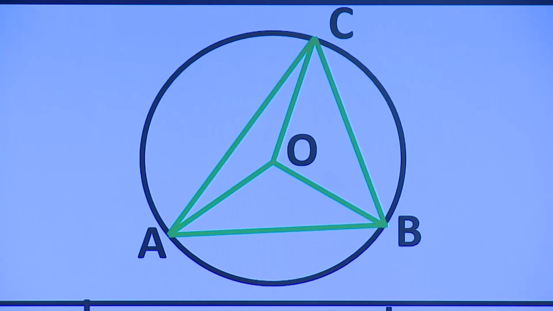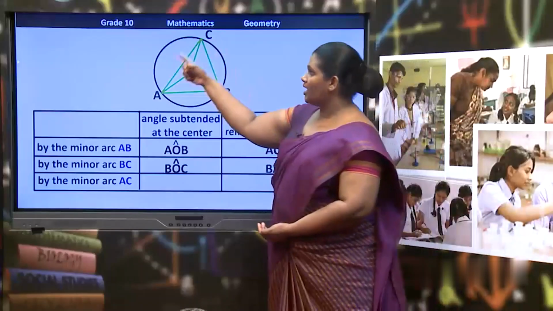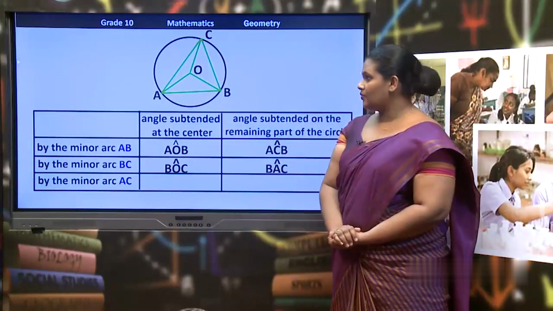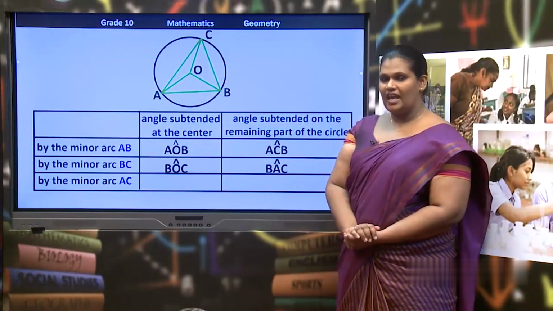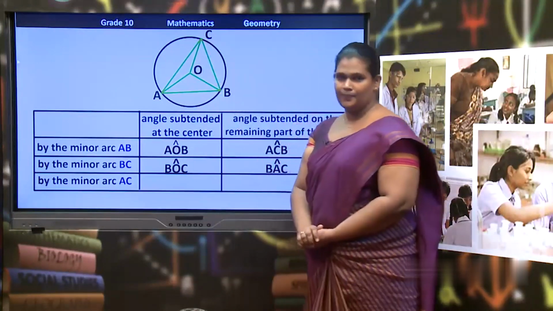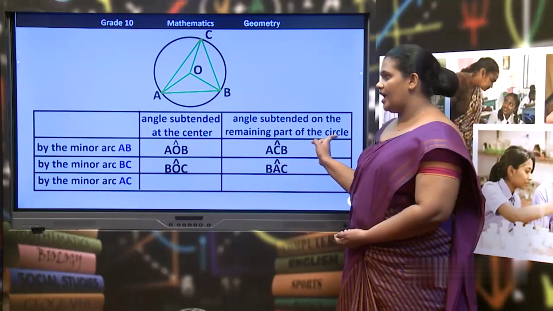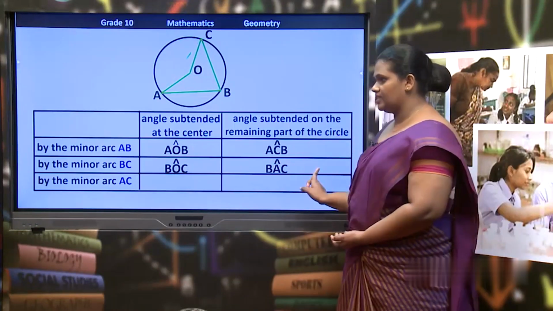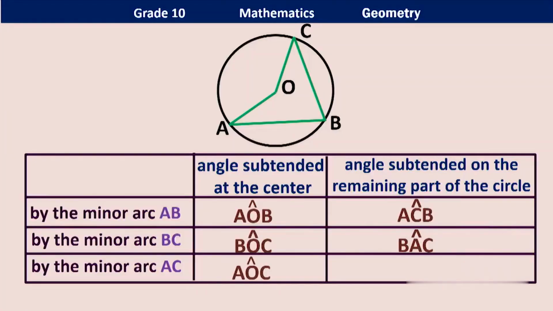Right. Now, first of all, the angle subtended at the center by the minor arc AC. Can you observe the angle? That is AOC. So, we can say the angle subtended at the center by the minor arc AC is angle AOC. Right.